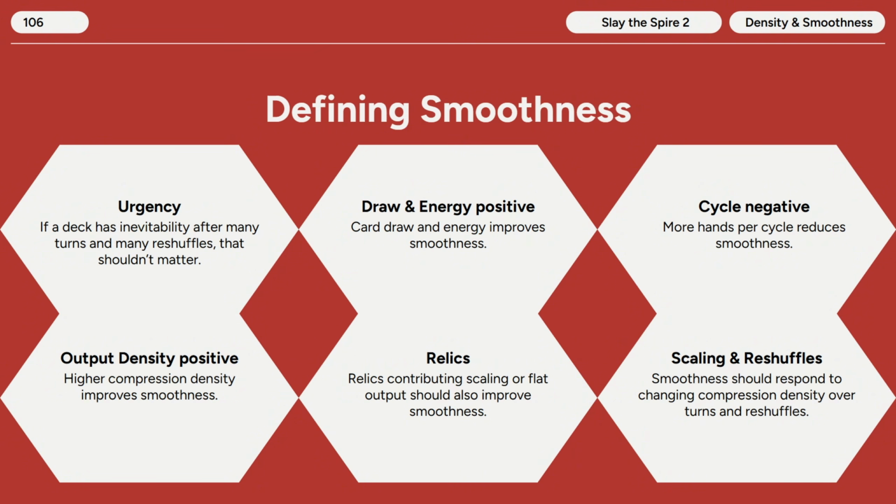It should respect relics. If you have relics contributing scaling or flat output, that should also improve your smoothness. And it should respect scaling and reshuffles as well. Smoothness should respond to changing compression density over your turns and over your reshuffles. We can actually incorporate most of these ideas just into net surplus by itself. So smoothness, the smoothness term here, will probably be mostly a function of net surplus, maybe with some extra additions.